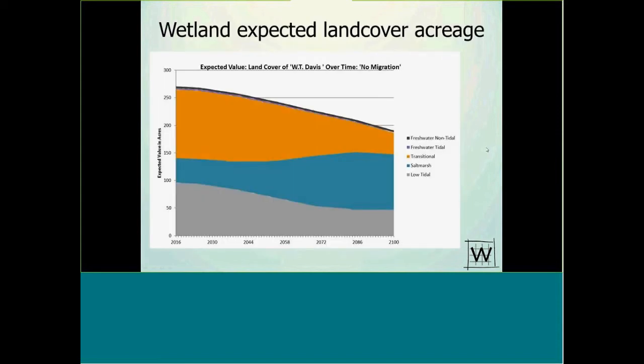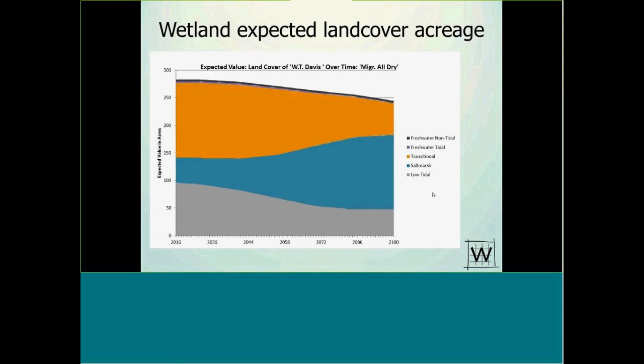Another piece that comes out of this tool is looking at a specific site. It'll give you an expected land cover acreage. So, for example, this is W.T. Davis over time. This is the currently existing marsh. And you can see the high marsh, you're going to lose about 2/3 of it. The low marsh is going to double. So this is a conversion of high marsh to low marsh, and a lot of the tidal flat habitat is going to disappear according to these model predictions.